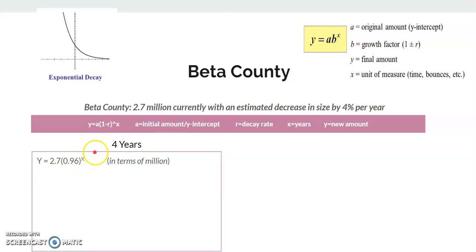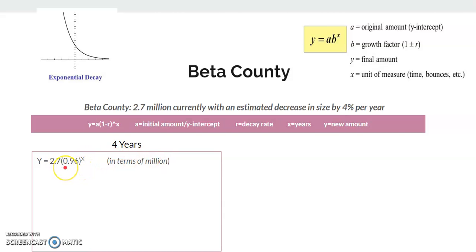We're going to multiply that by 0.96 to the exponent power. Now, as I was going through the discussion board this week, I noticed that a lot of people were kind of missing this and plugging in the 0.4. They would plug in 0.4 instead of 0.96.